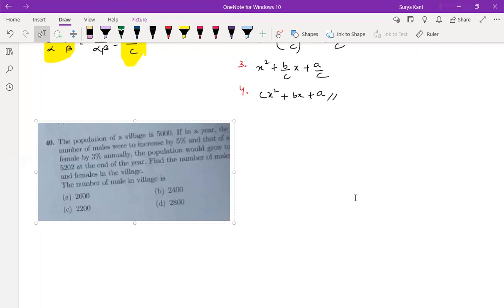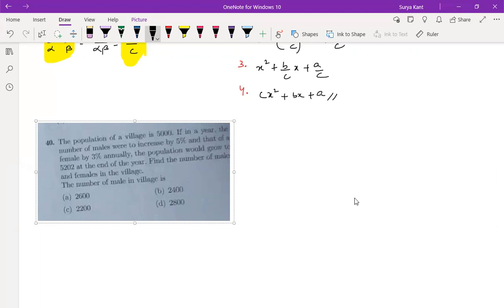The population of the village is 5,000. If in a year the number of males were to increase by 5% and that of females by 3% annually, the population would grow to 5202 at the end of the year. Find the number of males and females in the village. This is a very easy question. Tell me how.